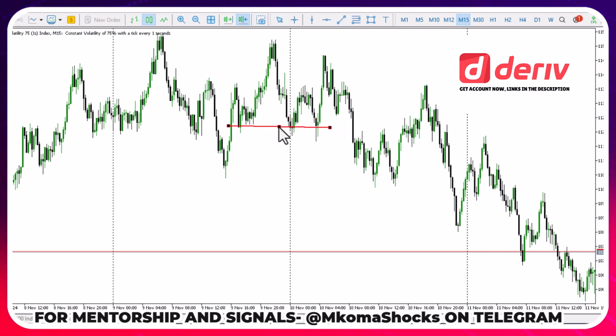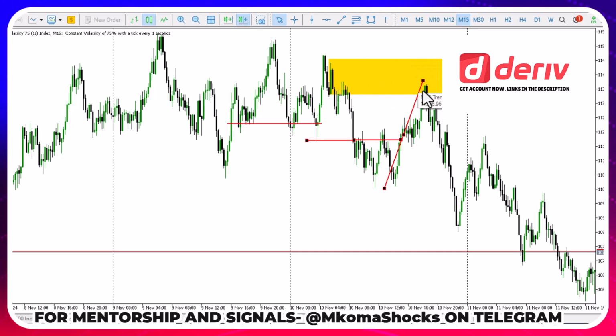So number one, we have what? We have this break here. That's the break number one, right? Then the break number two is this one. Then after this break, what are we doing? We are marking a demand or supply zone, which is this one in yellow, right?